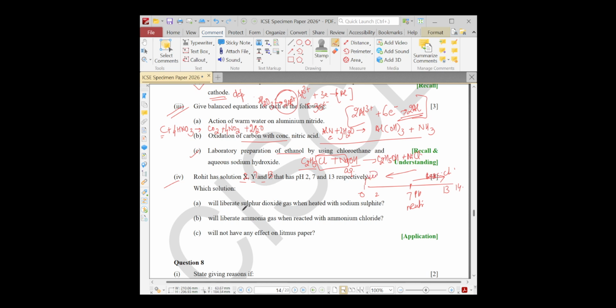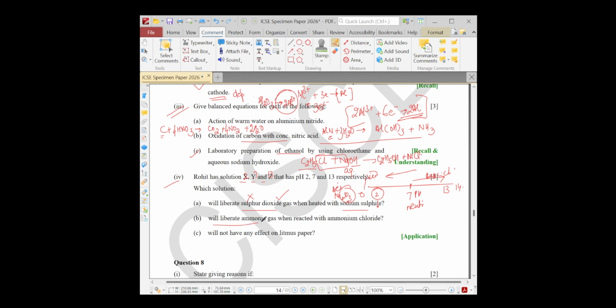Which one is going to liberate sulfur dioxide when heated with sodium sulfite? Sodium sulfite, when it combines with acid, only then will sulfur dioxide be released. So here X is 2. That means this is acid. So X is going to liberate sulfur dioxide gas.